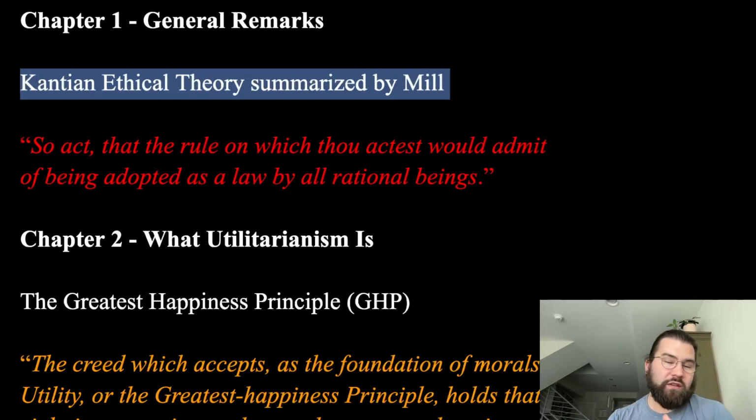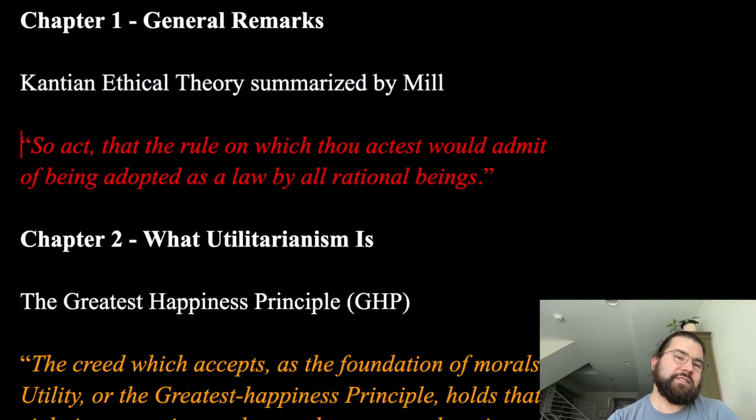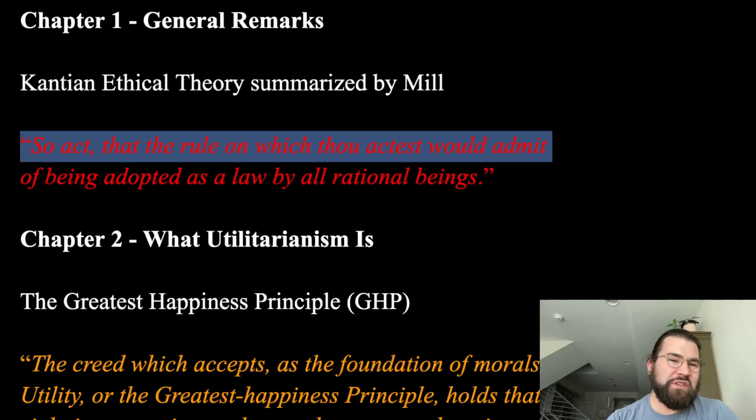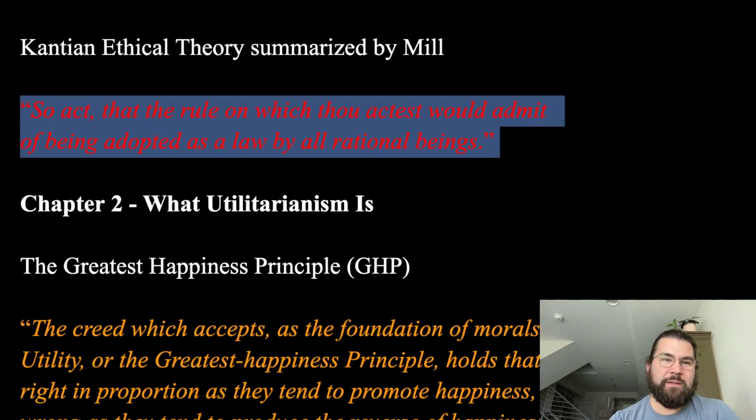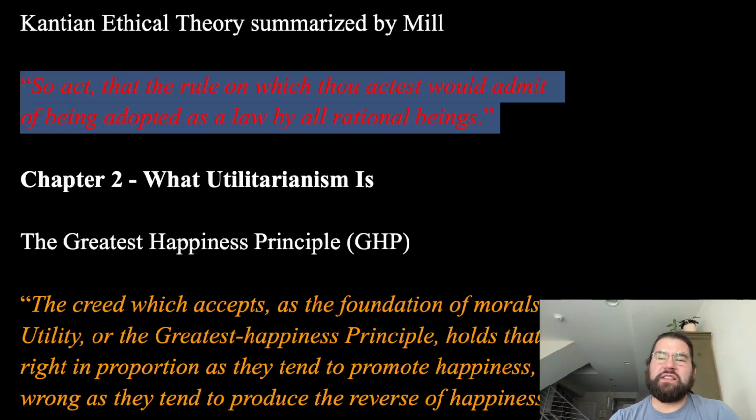So for Mill, Kantian ethical theory is: "So act that the rule on which thou actest would admit of being adopted as a law by all rational beings." Right, so here we're just summarizing and tapping back into the universal moral law put forward by Kant, right? You should do something that if everybody did it, everything would still be okay. The whole world wouldn't collapse.